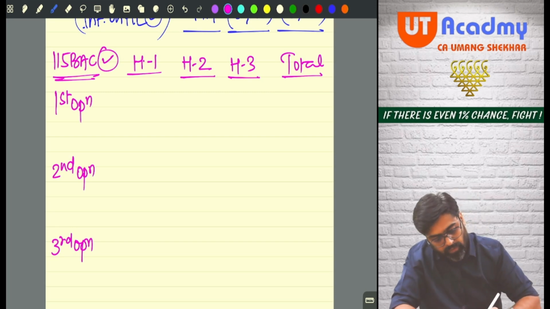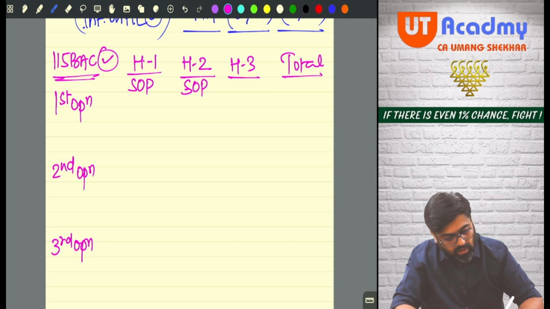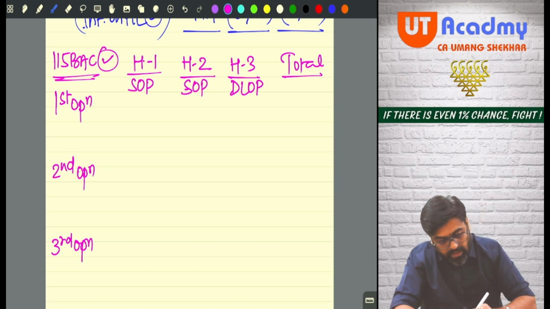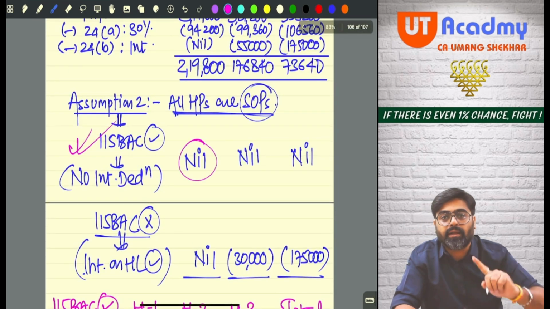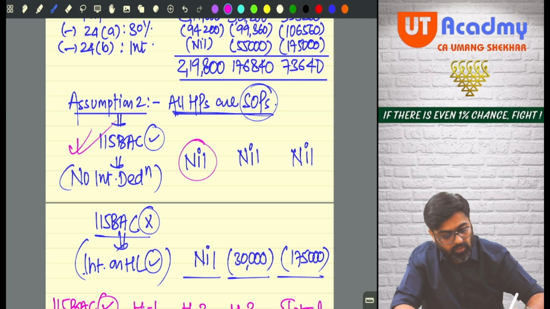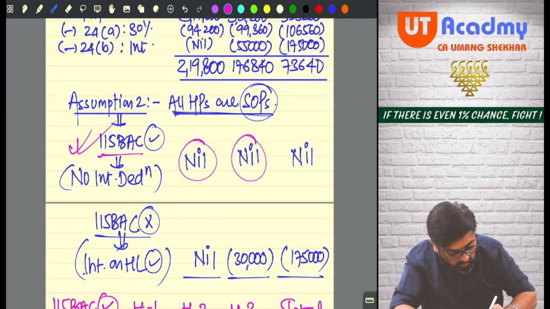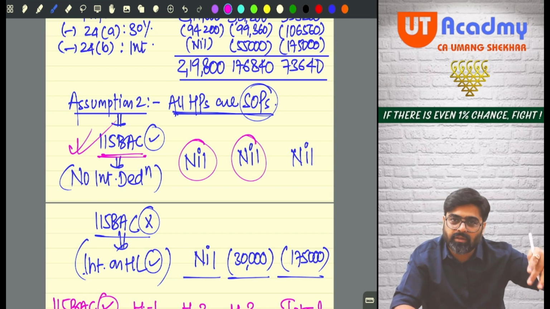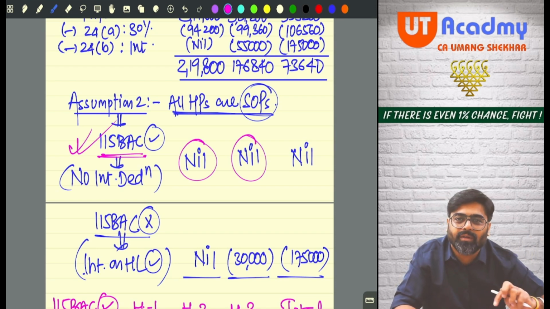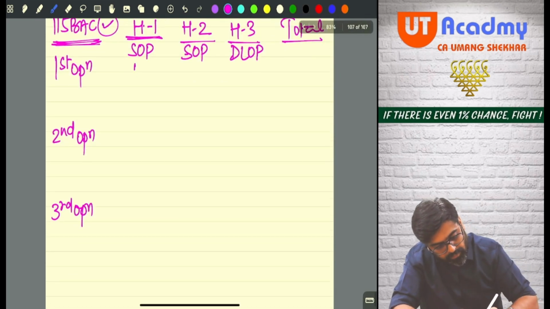If I treat house 1 as SOP, house 2 also as SOP, and house 3 I will have to treat as DLOP. Now tell me, if I follow 115 BAC and treat house 1 as SOP, what will be my income? Nil. I treat my house property 2 as SOP, what will be my income? Nil. Because under 115 BAC, I will not get any interest deduction. All the properties, there will be nil. Yes or no? So here, can I write SOP income will be nil?